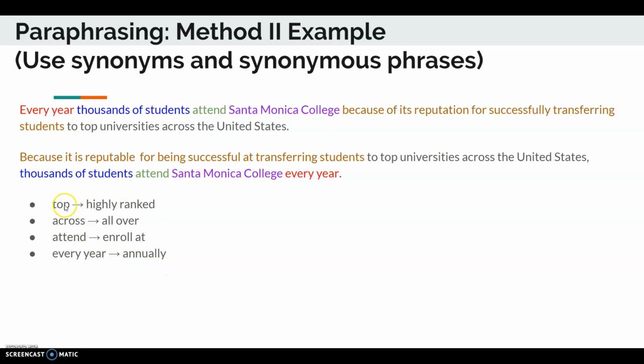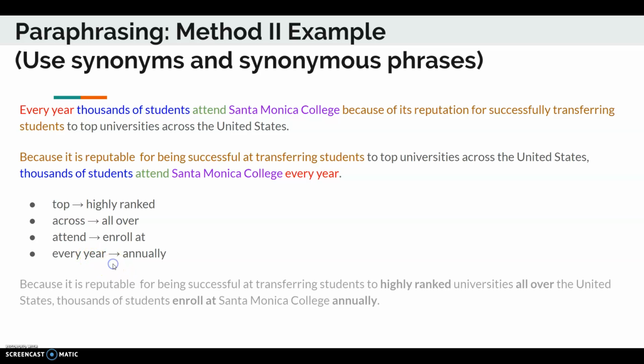So you can see that a synonym doesn't need to just be one word. It can be one word that turns into a phrase that means the same thing, or we can go from a phrase that goes to one word that means the same thing. We just need to find words or short phrases that mean the same thing, essentially. So once we use these synonyms, we can put them in and we get this: because it is reputable for being successful at transferring students to highly ranked universities all over the United States. Thousands of students enroll at Santa Monica College annually. So you can see where we put in all the synonyms.